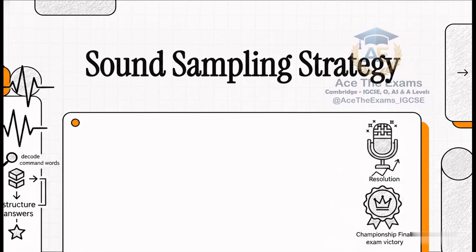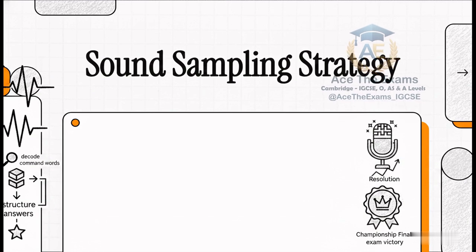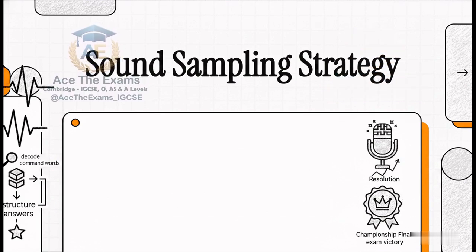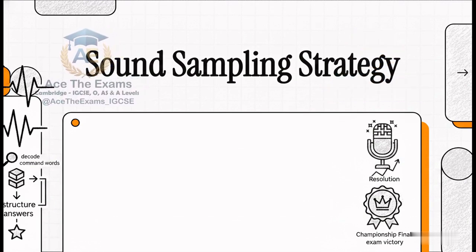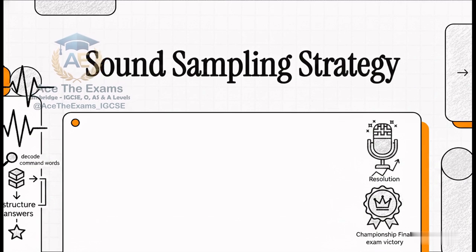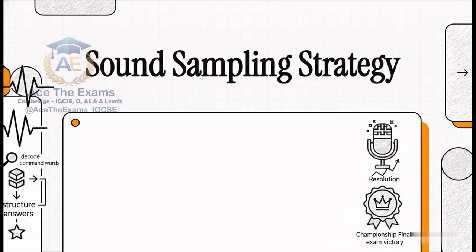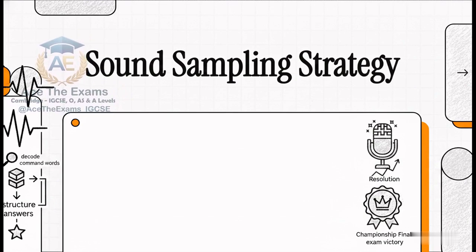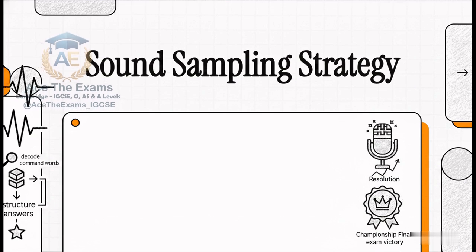We're looking squarely at Cambridge computer science syllabuses. I'm talking about 0478, 2210, 0417, and we're even laying down the foundational concepts for 9618. Specifically, we are mastering a topic that consistently trips up even the most dedicated, hardworking students: sound sampling and resolution. You see, sound sampling, it's not just a vocabulary word on a flashcard. It is a structural concept.